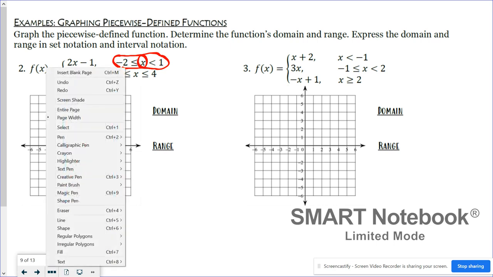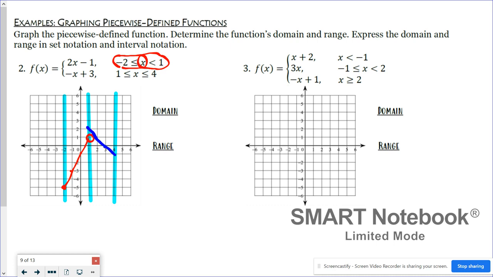And then it's time to think about what's happening at the fences. According to my inequality, 1 is less than or equal to x, so at the fence of 1, I am going to have a solid point there. And x is also less than or equal to 4, so I'm going to have a solid point there. And there we have it. That's the graph of my piecewise function.